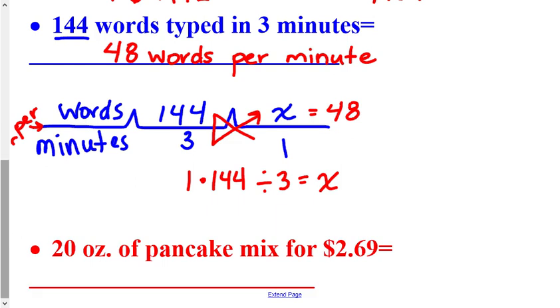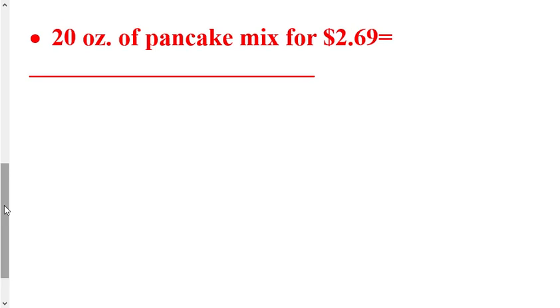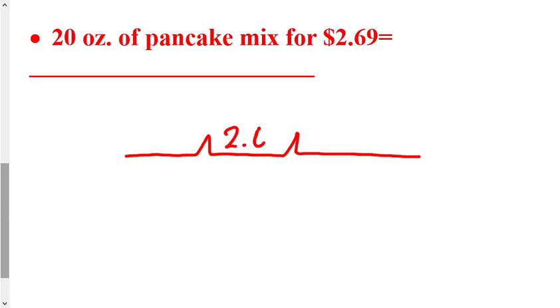And this example has money in it. So remember what I said, when we do our bridge map, we're always going to put money on top. So it's $2.69, and that's measured in dollars, for 20 ounces is how we're going to set this up. And then what we want to know is how much money for 1 ounce.